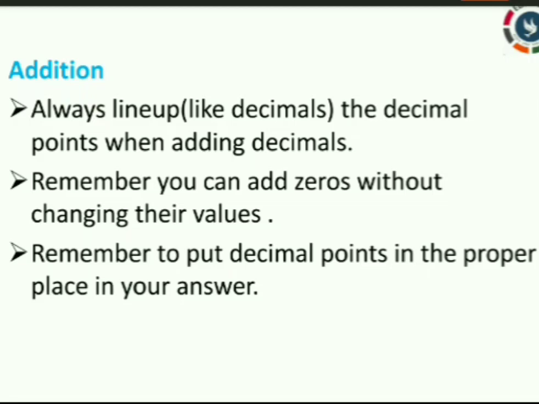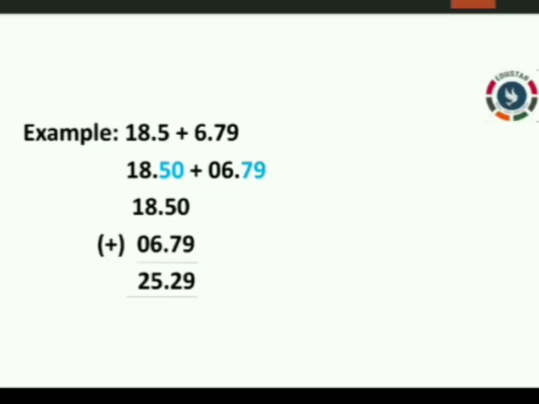Next topic is decimal addition. While doing addition, you have to remember these 3 steps. First one, you have to line up the decimals, which means you are going to convert the unlike decimals into like decimals. Next one, you can add zeros without changing their values. Third one, you have to keep the decimal point in the proper place. Let's see some examples. First one, 18.5 plus 6.79.